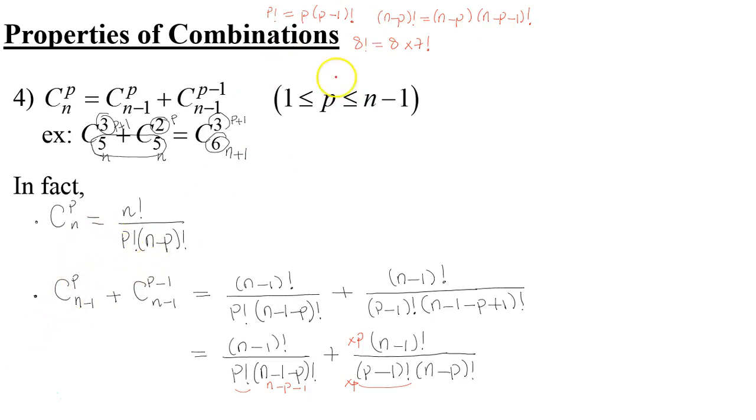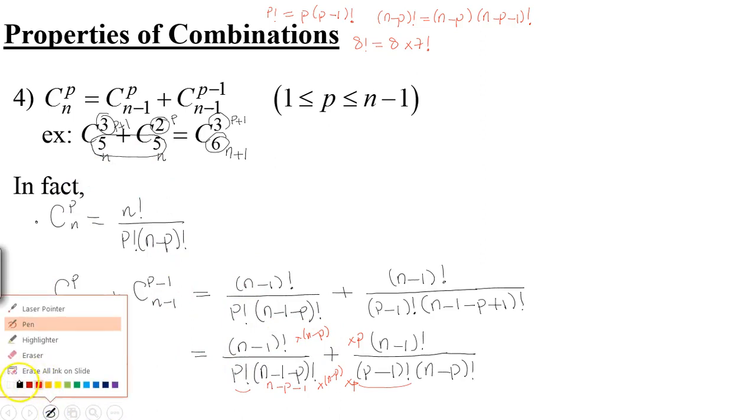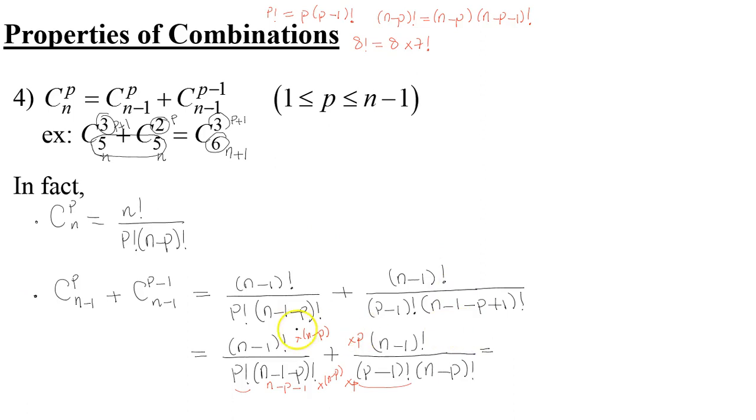So over here, since n minus p factorial is n minus p times n minus p minus 1 factorial, then over here, n minus p minus 1 factorial would actually turn into n minus p factorial by multiplying it by n minus p, and again for the numerator. So over here, we end up with n minus p into n minus 1 factorial divided by p factorial into.